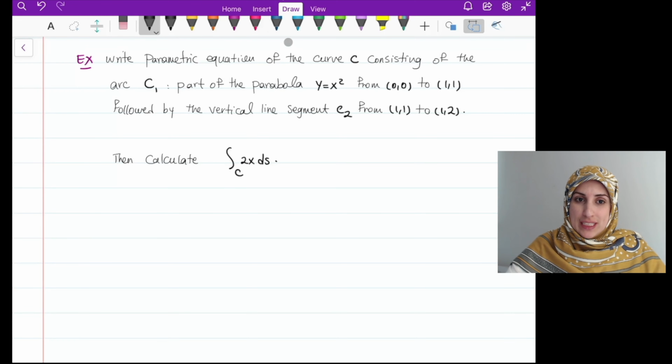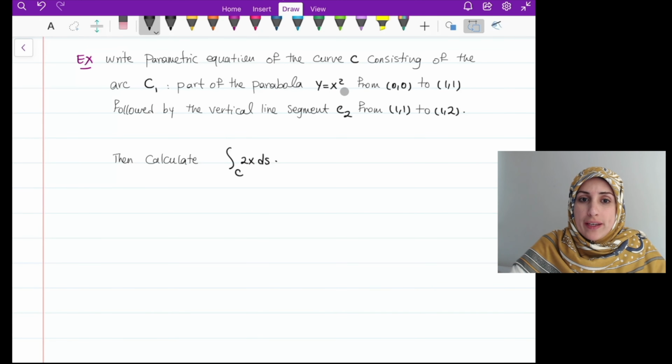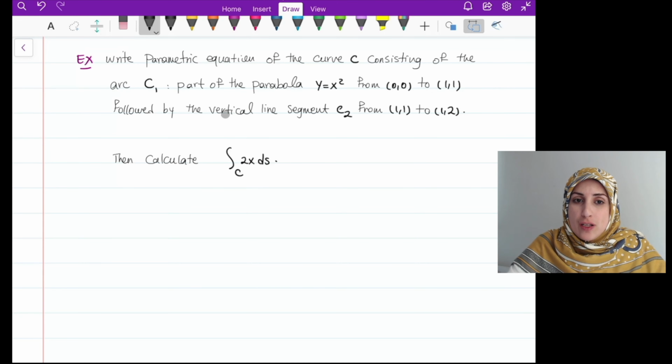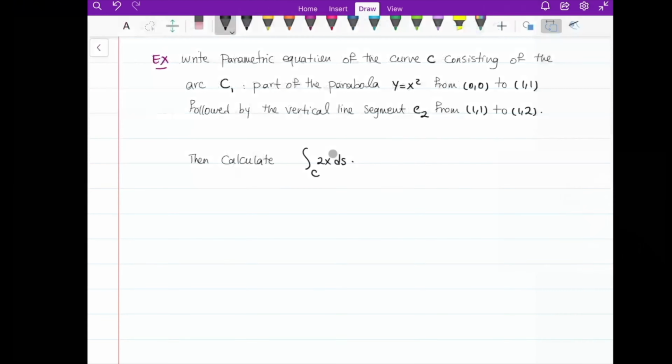Now I'm going to solve this example. Write the parametric equation of the curve C consisting of curve C1, which is part of the parabola y equals x squared from 0, 0 to 1, 1, followed by the vertical line segment C2 from 1, 1 to 1, 2, and then calculate the line integral. So let me graph the region of my integration first.